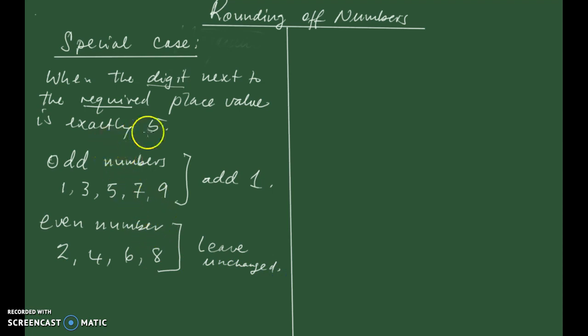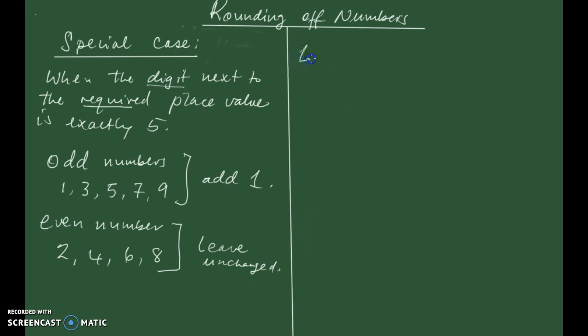So we talk about 5 exactly next to the required digit. Now, if the required digit is odd and next to it is 5, add 1. If the required digit is even and next to it is 5, then leave unchanged and replace with 0. So when you add 1, you will replace with 0. When you leave unchanged, you will also replace with zeros.